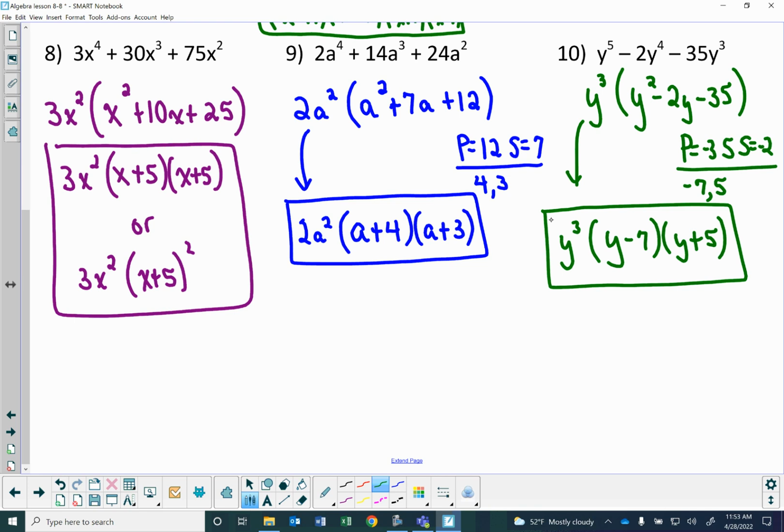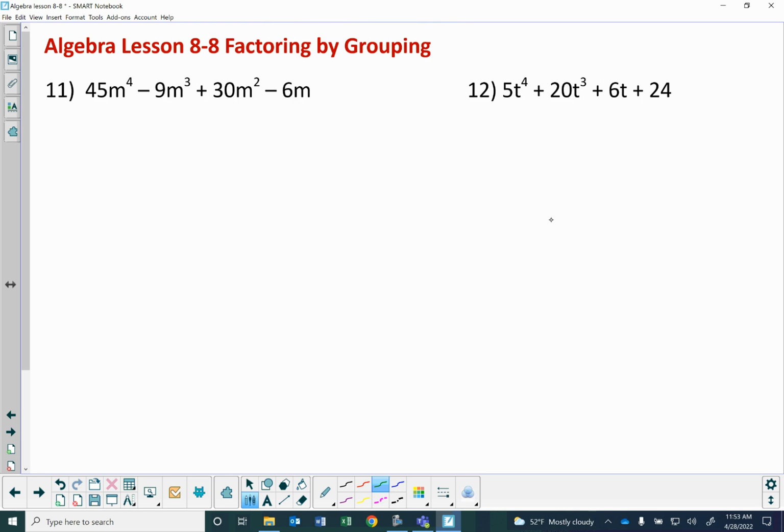Let's just do a couple more. Number 11, 45m to the 4th minus 9m to the 3rd plus 30m squared minus 6m. A lot of times people look at this and go, oh, it's 4 terms, group. I always look for a greatest common factor first. I'm looking at this and I know that 45 is divisible by 3, 9 is divisible by 3, 30 is divisible by 3, and 6 is divisible by 3. And it looks like I can take an m out of everything. So I've got a GCF here of 3m.